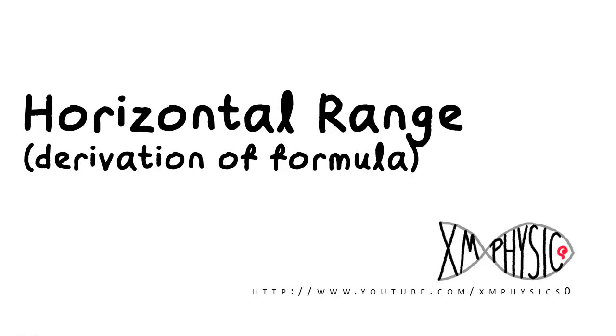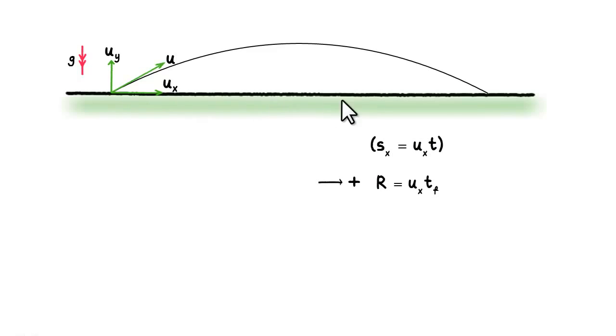Hello, in this video I'm going to derive the expression for the horizontal range of a projectile motion. We know that in a projectile motion, the horizontal and vertical motion can be analyzed separately. The vertical motion is of course constant acceleration motion, and the horizontal motion is constant speed motion. So to calculate the horizontal range, all I have to do is to multiply the horizontal velocity with the time of flight.